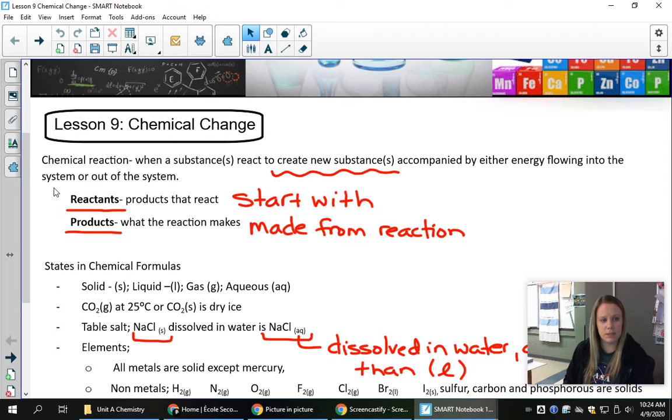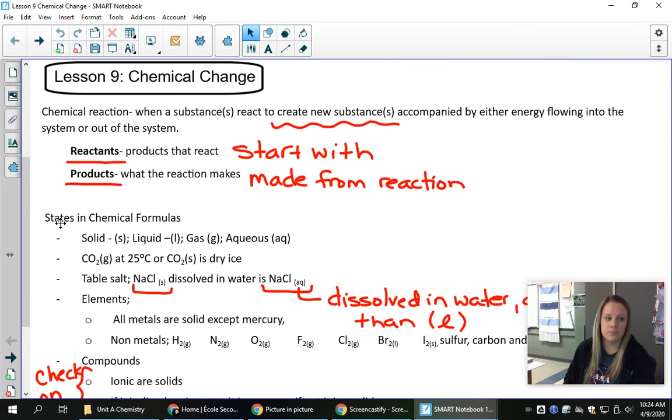So some terms here, we have reactants and products. Reactants would be the things that you put together in your test tube, and the product would be what's formed after those go together. So in my example of vinegar and baking soda, those are called reactants, and then the bubbles or the gas that's produced is the product.